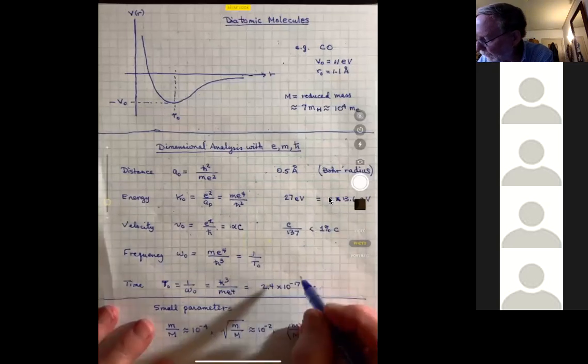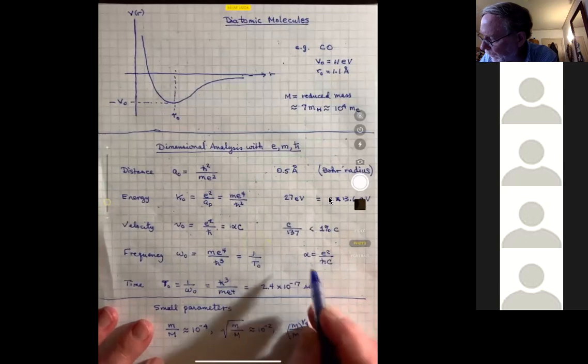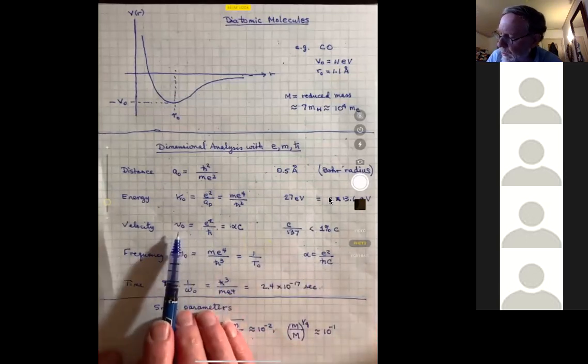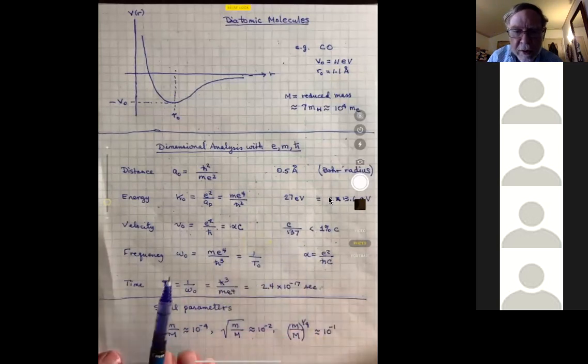So alpha is equal to e squared over h bar c. If you multiply alpha times c, you get this velocity. That means this characteristic velocity V naught is basically the speed of light divided by 137, which is less than 1% the speed of light and essentially non-relativistic.